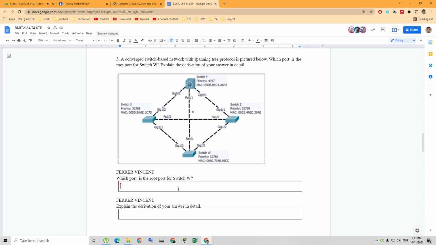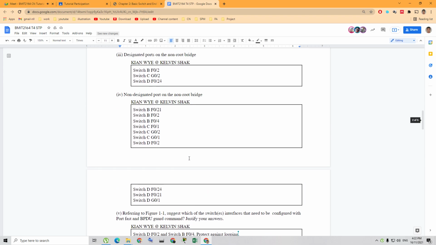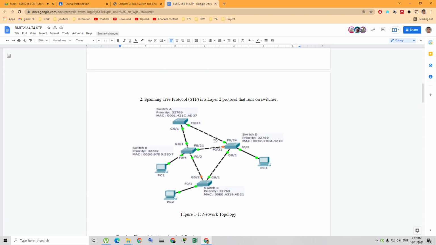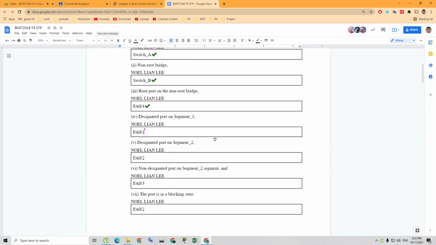Noel, your answer is correct. I'm marking it, but can you improve your answer, Noel, by specifying not only the port? Sometimes it can be misleading. So can you also state the port and the switch? That means the port on which switch?